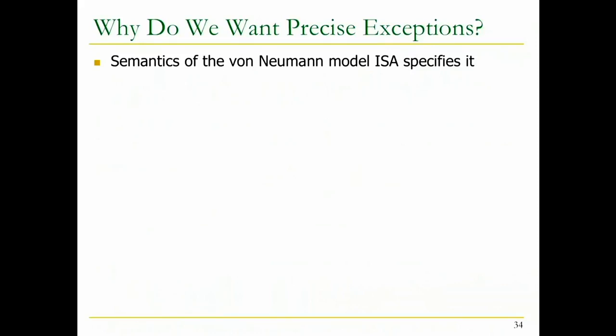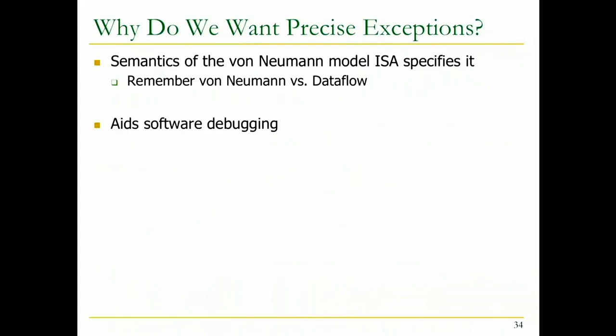But why is there a contract? Why is this in the ISAs that obey the von Neumann model? It's not in the contract in the data flow. There's no precise exception in the data flow. And that's exactly why data flow machines are very hard to debug. So the first reason for having precise exceptions is that it aids software debugging, basically.